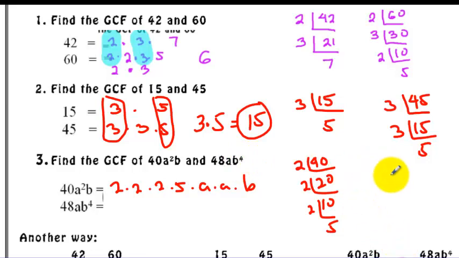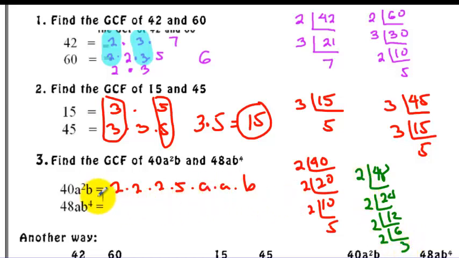Okay, next, 48. Divide this by 2, we'll get 24. Divide by 2, we'll get 12. Divide by 2, we'll get 6. Divide by 2, we'll get 3. So we have 2 times 2 times 2 times 2, and then times 3, and then a and b to the fourth.